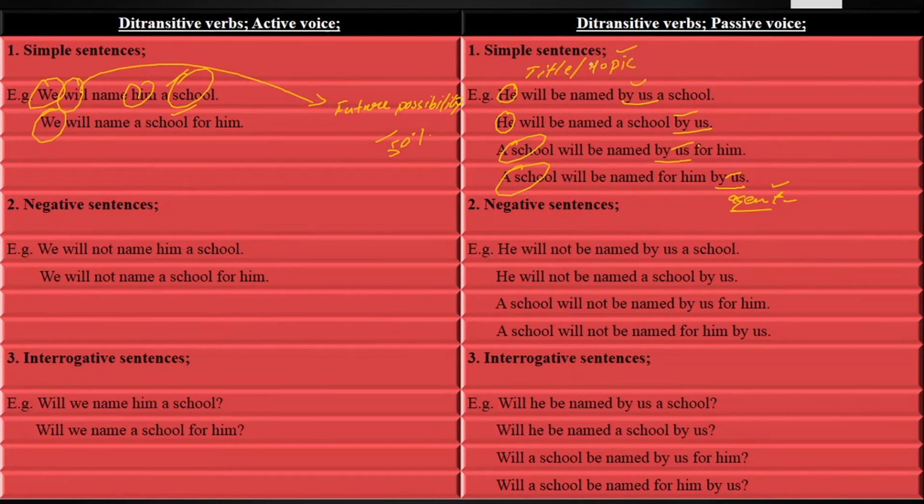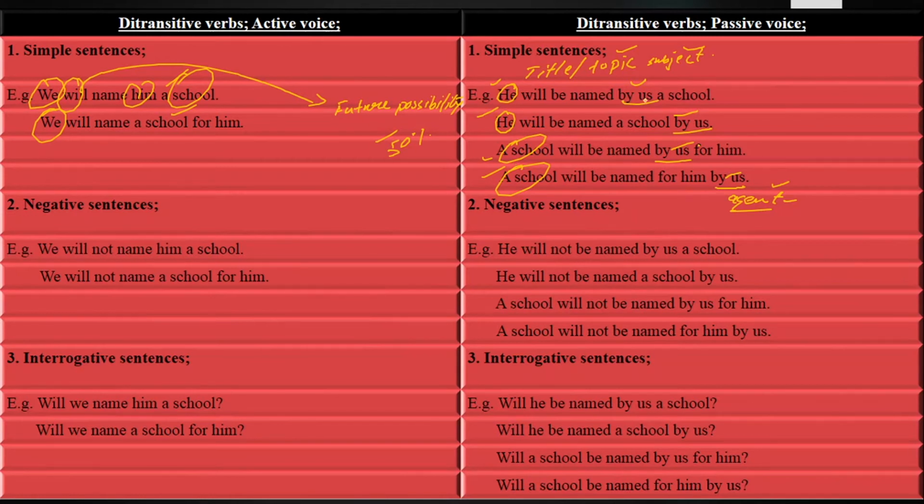What is title and topic subject? A person, place or a thing in a sentence which we are talking about is called the title or topic subject. Now in the first and second sentence we are talking about a person. In the third and fourth sentence we are talking about the name of a place like school. Clear? So there it will be called title and topic subject.